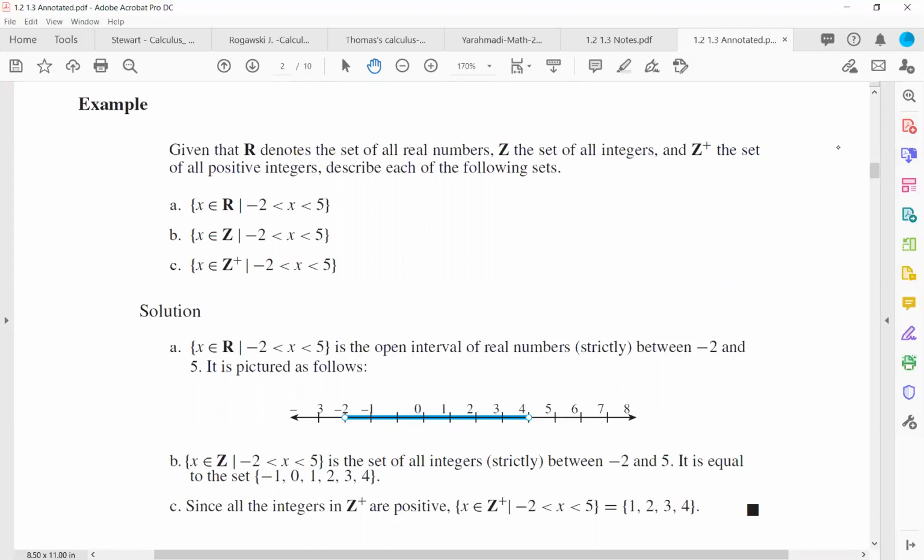In B, you have 1, 2, 3, 4, 5, 6 elements. We can say that the cardinality of this set is 6. And for set C, you have 1, 2, 3, 4 elements. Or you can say that the cardinality of this set is 4.